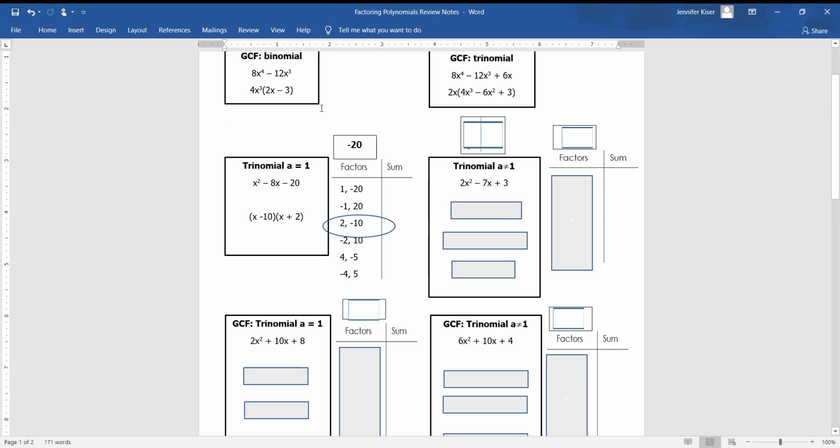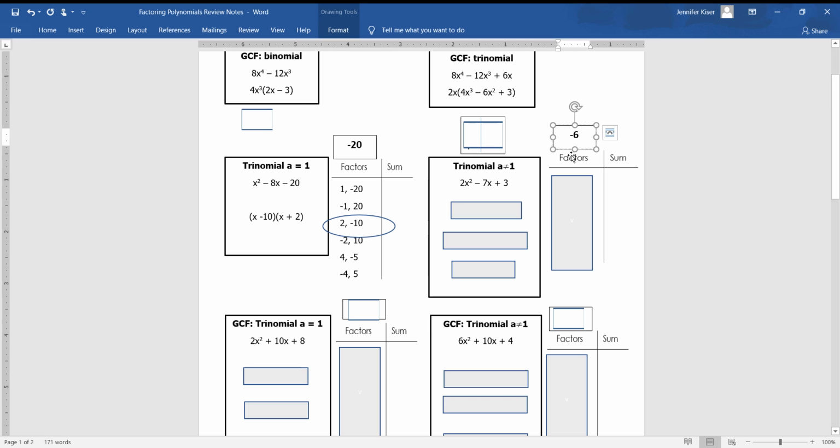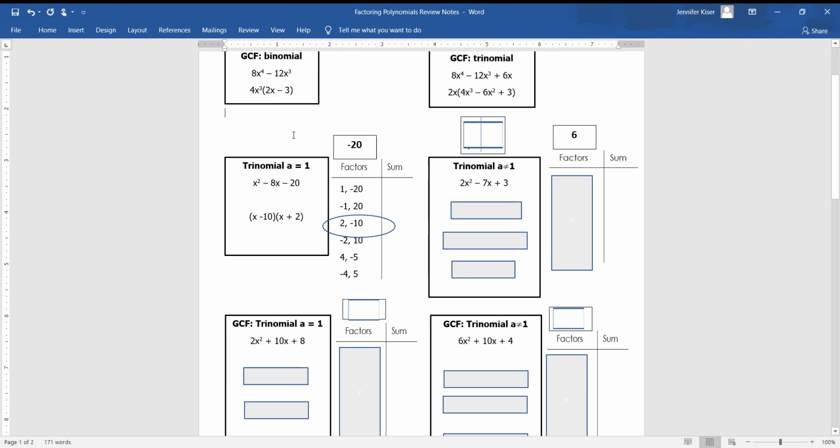And then for this next one here, you can start off the same way. You can check to see if there's a GCF you can factor out from these three terms, and there's nothing you can factor out from those three terms. So you can just do A times C to start. So 2 times 3, so that'd be 6. Sorry, this is supposed to be a 6. So you'll need factors of 6 that would add to give you the -7 there then.